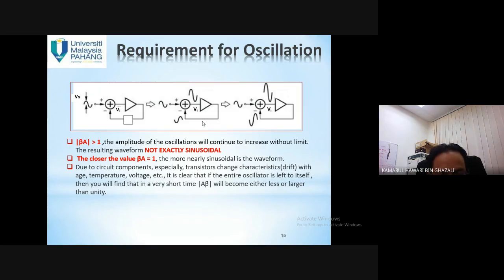Due to the circuit components, especially transistor characteristics changing with age, temperature, voltage, etc., it is clear that if the oscillation is left to itself, then you will find that in a very short time, A beta will become either less or larger than unity.